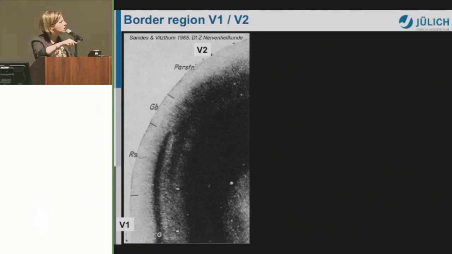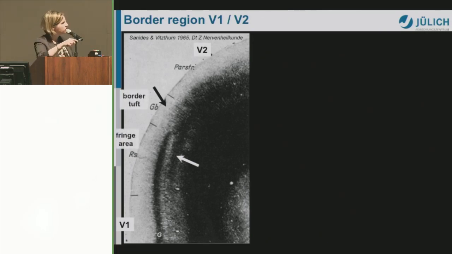So the border between area V1 and V2 is not one clear border, but there is something going on at this particular border. You see here Gennari stripe again, which has been mentioned before, but you can also see some thickening, some darkening of the so-called inner Baillarger stripe. And on the other side, in area V2, there is much more myelination in the upper supragranular layers than, for example, here or here. And the question is, what is that?